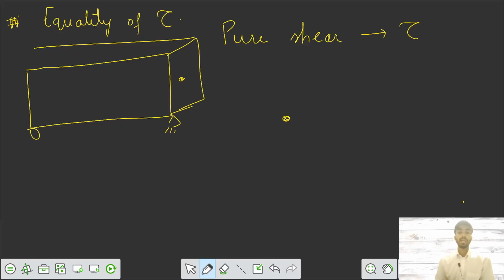The cuboid is like, you have three axes: y, x, and z. Then let's say in the x direction you have sigma x, in the y direction you have sigma y, in the z direction you have sigma z. Now if you make that, actually the point is not in equilibrium.